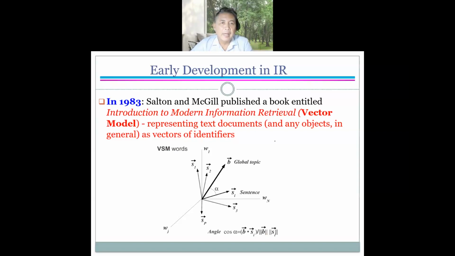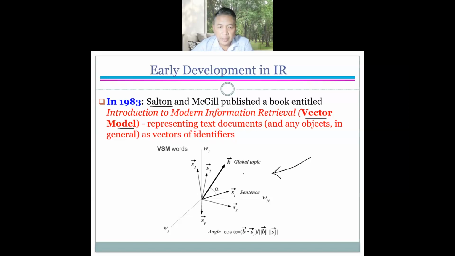And in 1983, Salton and McGill, Salton being another quite popular researcher, published a book entitled Introduction to Modern Information Retrieval. They focused more on the vector model. This is the graphical representation of a vector.